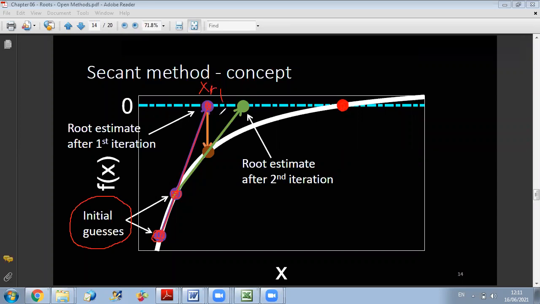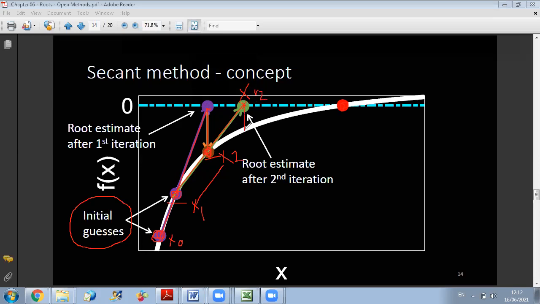Now to proceed, how do I continue? I read the corresponding f. I take this point, and my new 2 points will be this one and the one just before. So this is x0 here. This is x1. Now, when you compute xr1, this is x2. So now you will work with x1 and x2. You will join the 2 points. The intersection with the x-axis will constitute your second estimate of the root. So this is xr2.